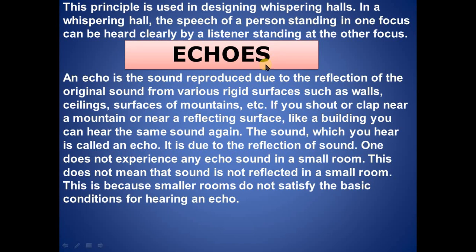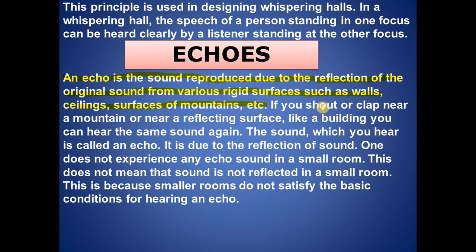The next topic is echoes. An echo is the sound reproduced due to the reflection of the original sound from various rigid surfaces such as walls, ceilings, surfaces of mountains, etc. So this point is a very important question. Please note it down, children.